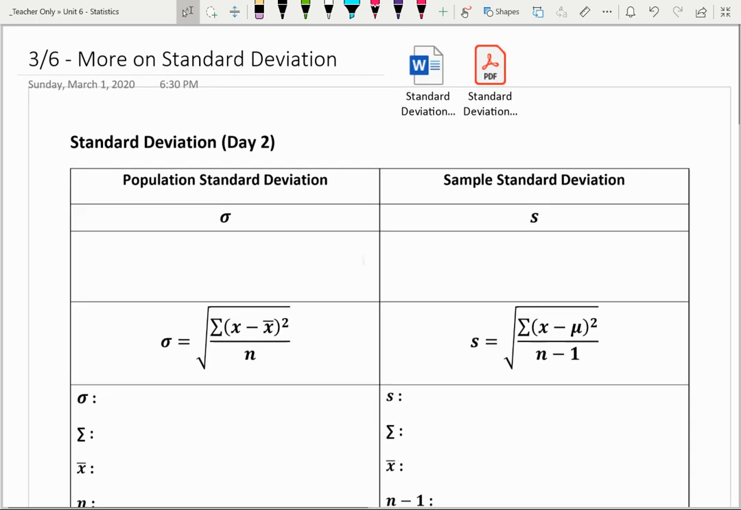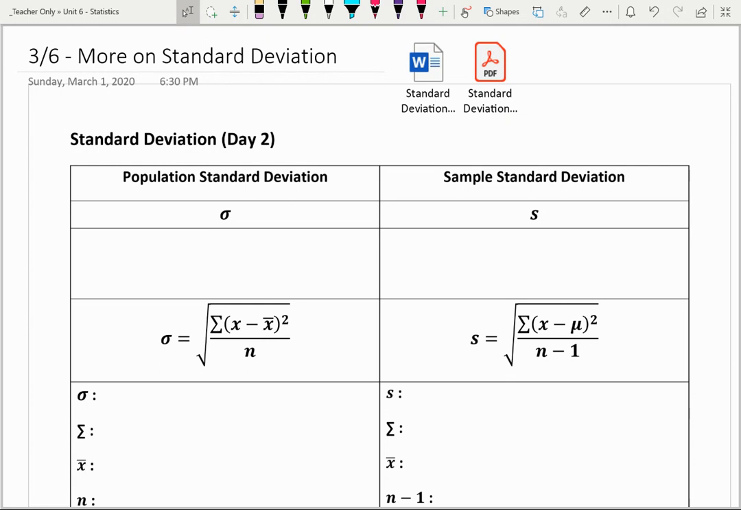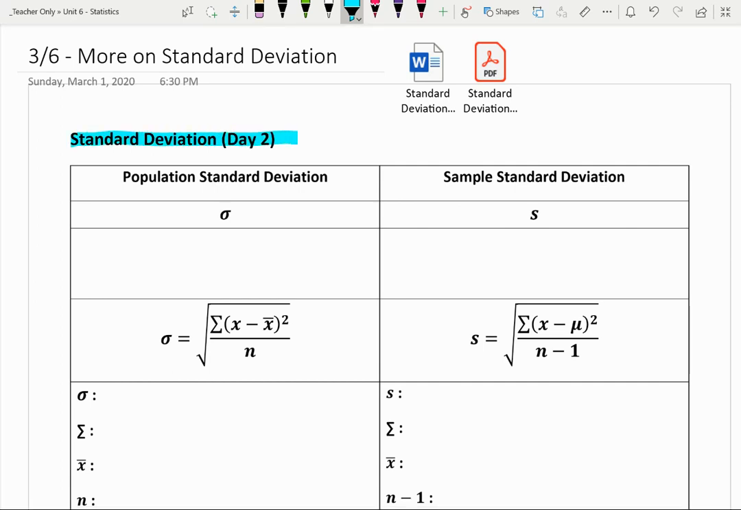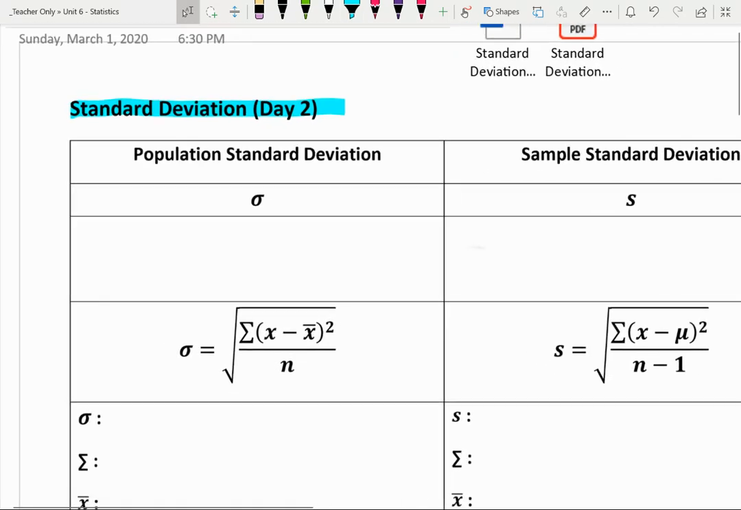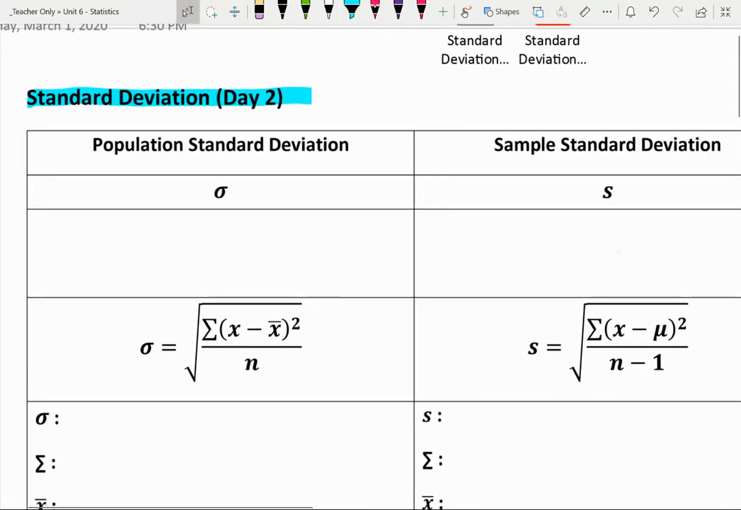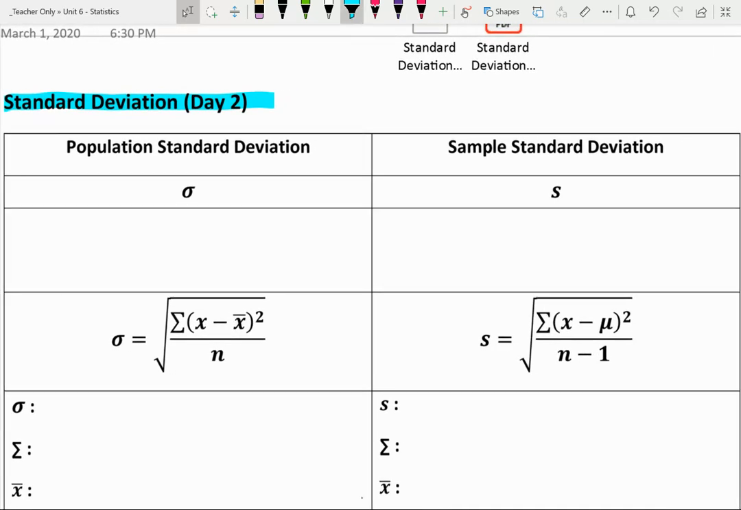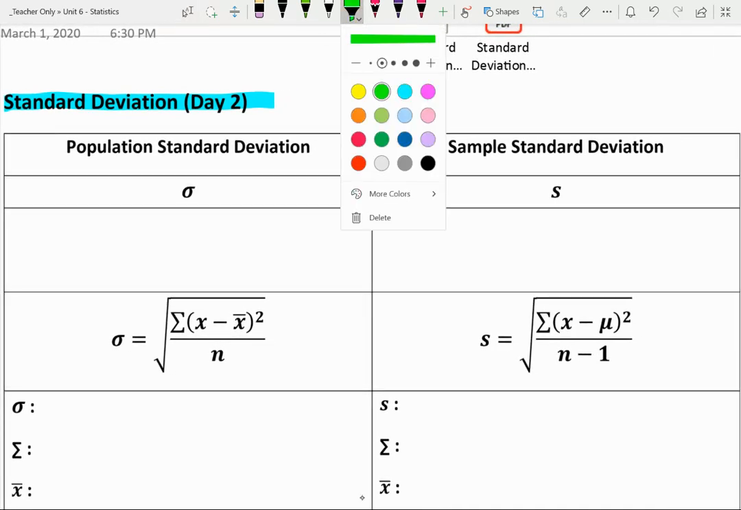So yesterday we looked at standard deviation for the first time, which was a measurement of how spread out data is from the mean. And as it turns out, there's two different kinds of standard deviation. So that's what we're going to look at today. We're going to look at what those two kinds of standard deviation are and what the difference is. So first up, what are those two different kinds?